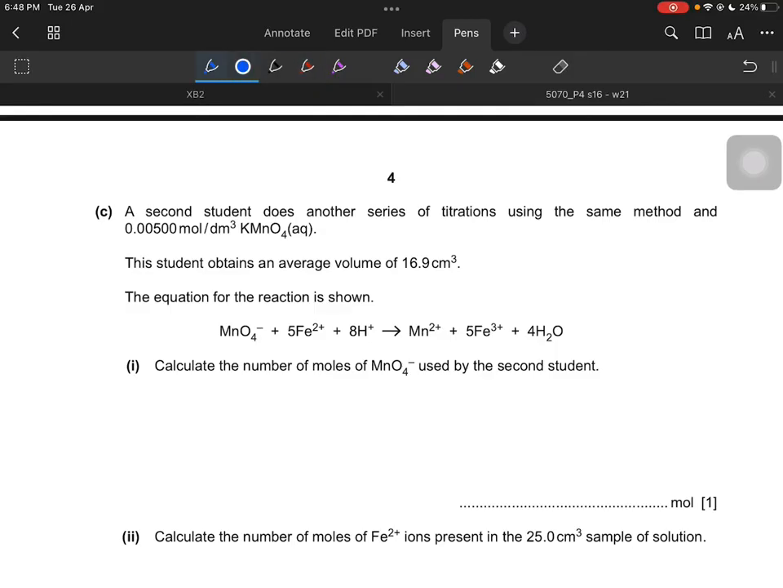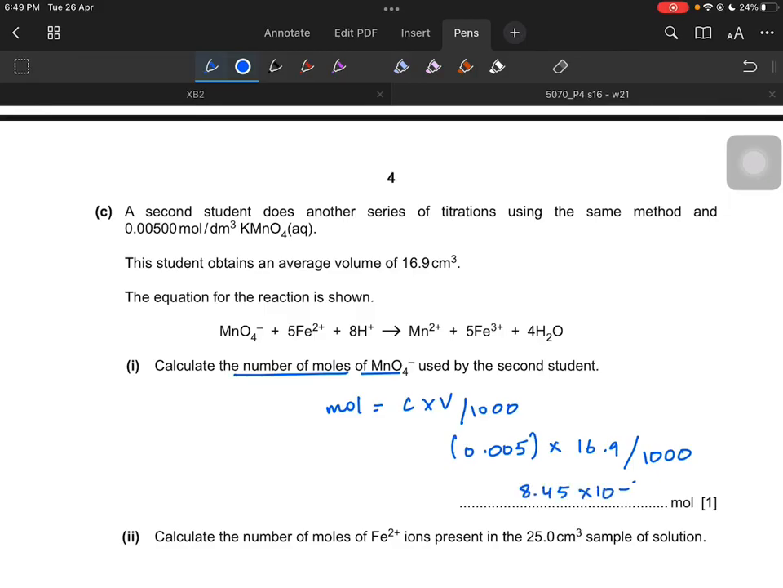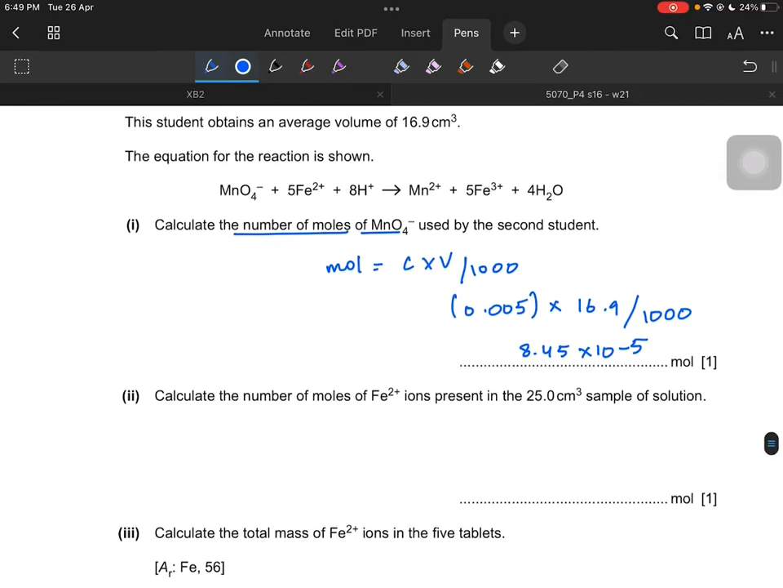So calculate the moles of manganate. The formula for mole is CV divided by 1000. Now the concentration is 0.005. You might want to put the other zeros, but that is okay. And then times 16.9 divided by 1000. So what is the answer? The answer is going to be 8.45 exponent minus 5 moles of potassium manganate.